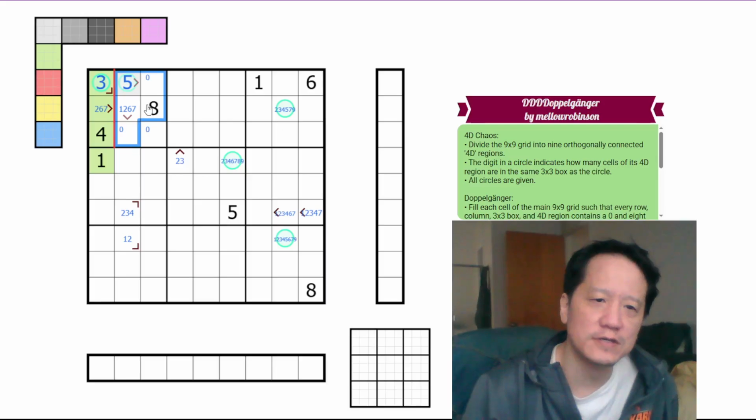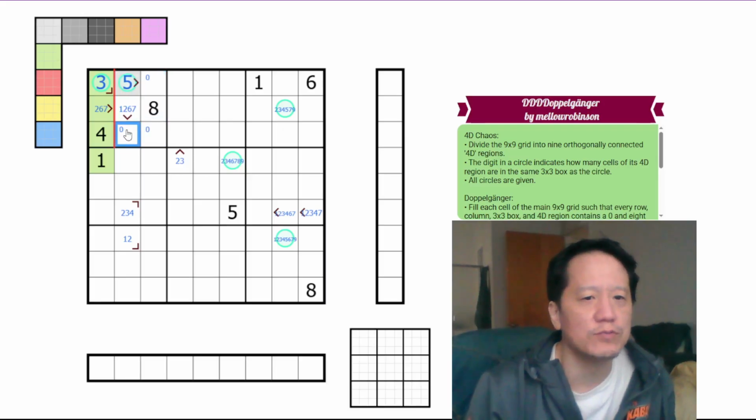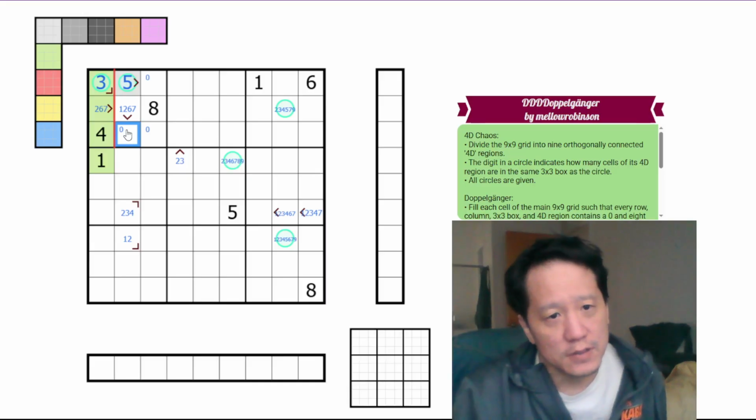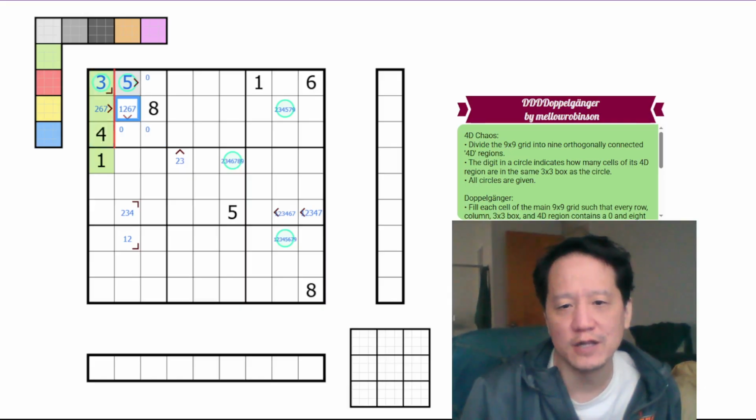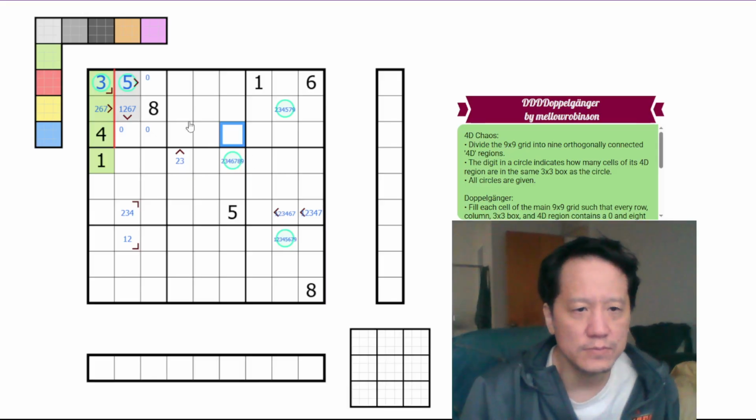5 out of these cells are light. We don't know which ones. I think actually this has to be light. If we try to make these 5s, this doesn't have a region, because this only has 3 cells which are in the green region. So this must be light. And we don't, so this cannot have a 1.